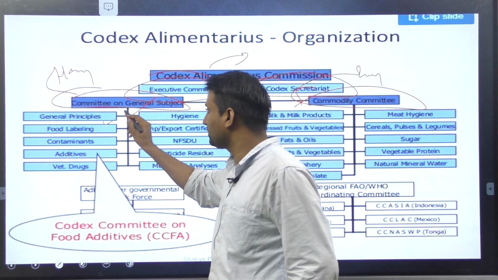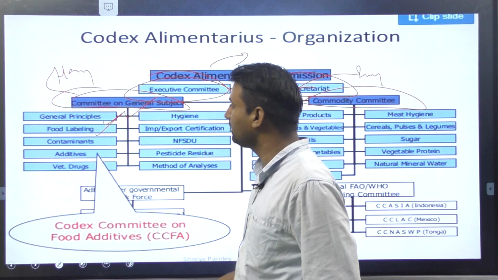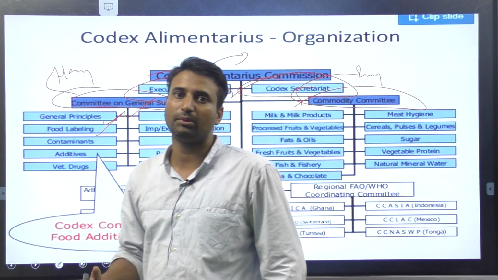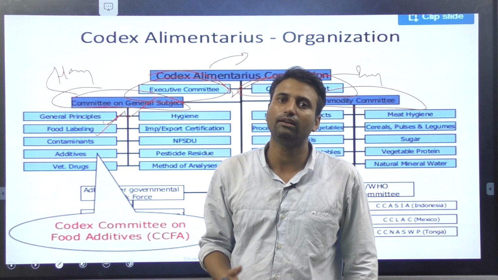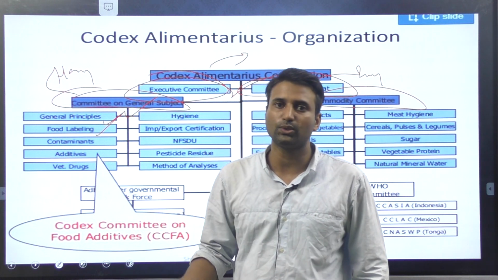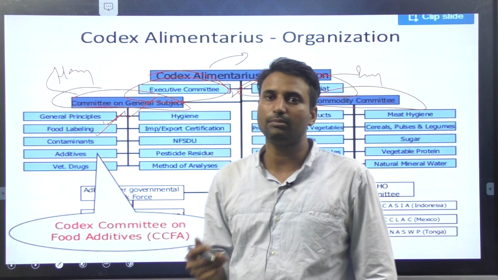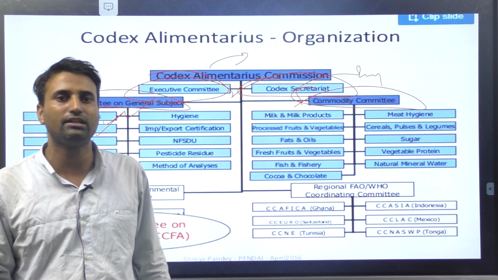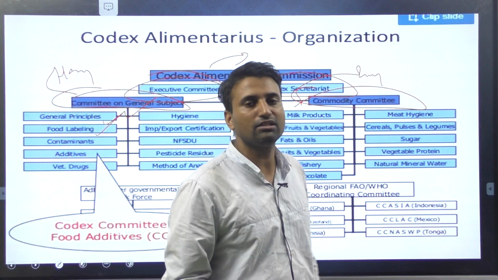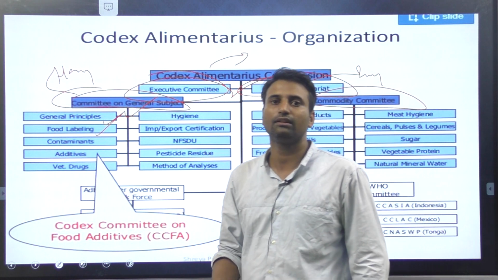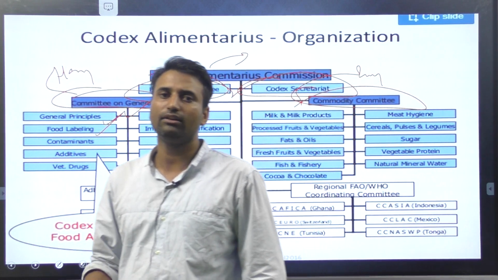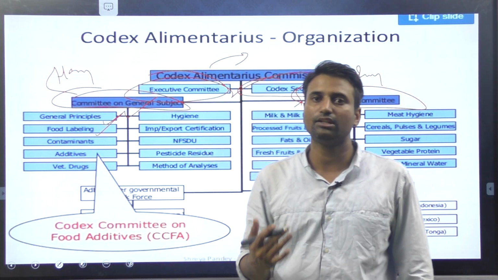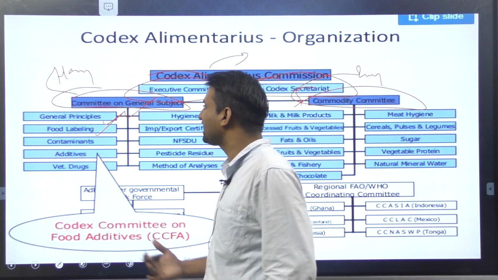So there is a general principles committee, then there is a food labeling committee. Under the heading of food labeling, you will find TBT and SPS. TBT is your technical barriers to trade, and second is your SPS, which is sanitary and phytosanitary. Both of these are particularly oriented to the import and export of items from one country to another, and it is more specific to India, because India comes under the category of developing country, and whenever it has to export to a developed country, let's say the European Union, there are certain norms which have to be placed in front of the exporters.